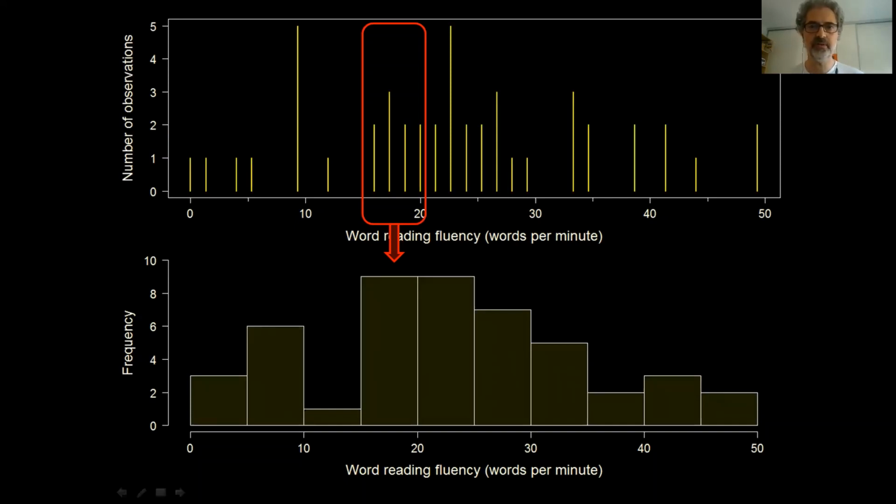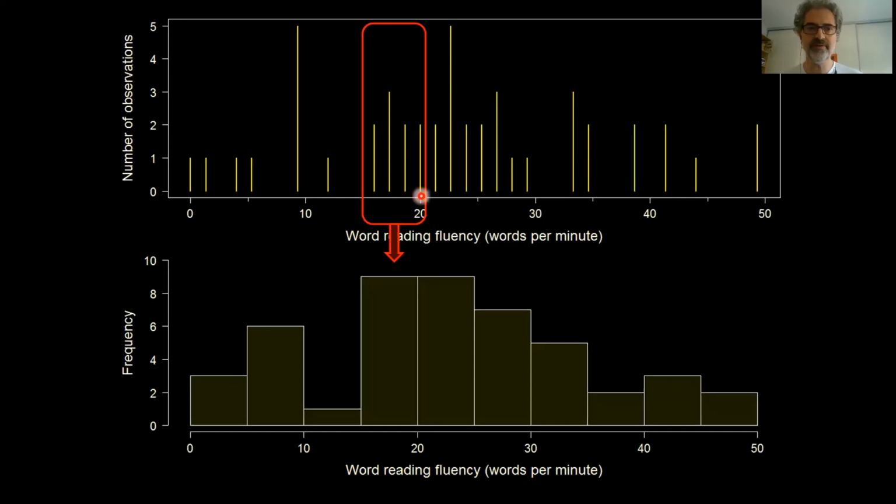Now, one important thing here is what happens with the border values. We should not count them twice because the total number of observations here must be equal to the total number of observations here, which is how many we have. So if we count the heights of all these bars, the sum would be how many children were assessed. So it's important to be consistent.